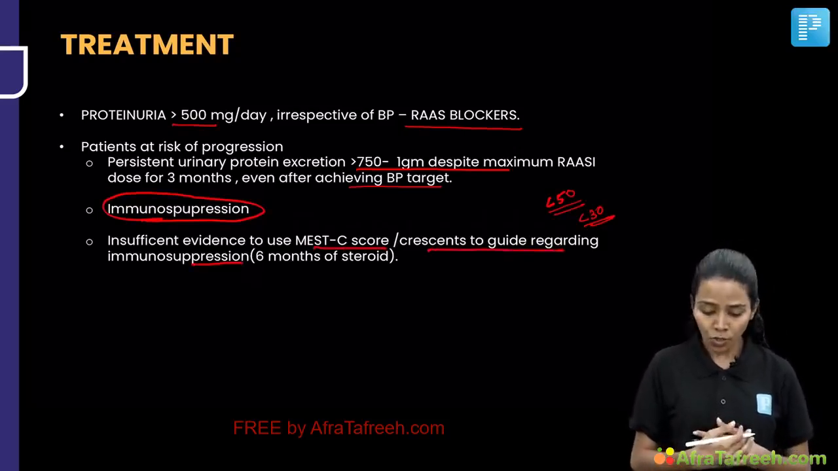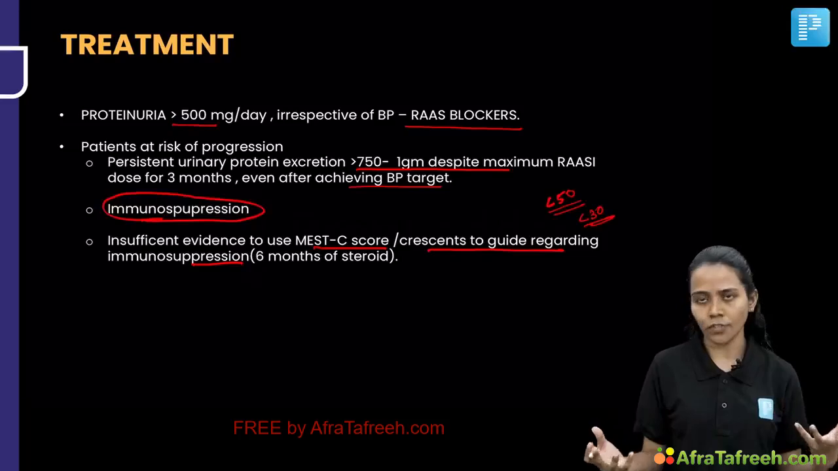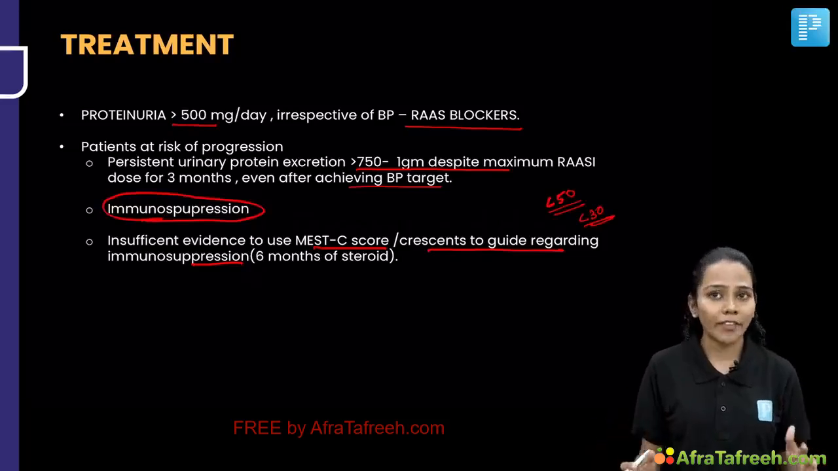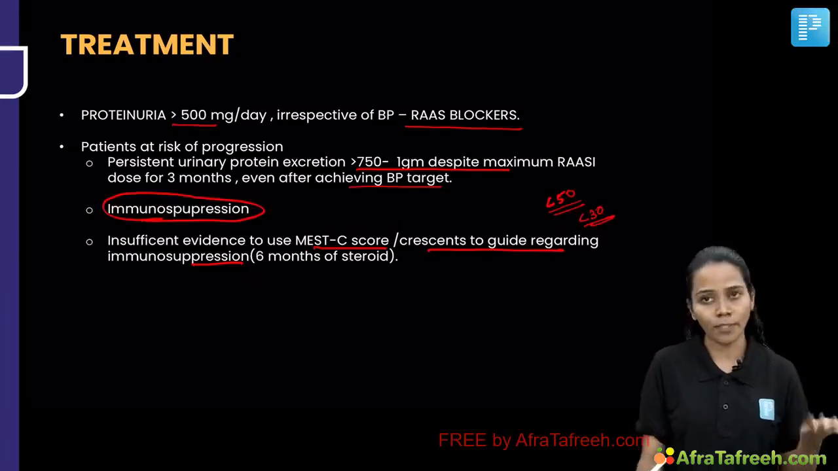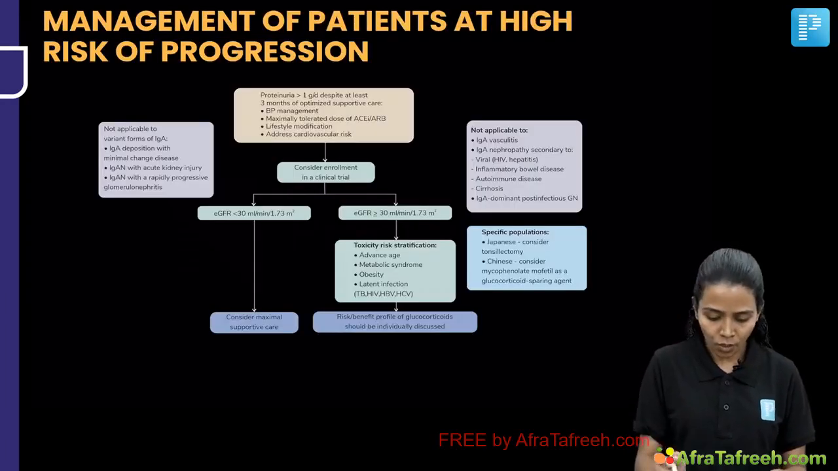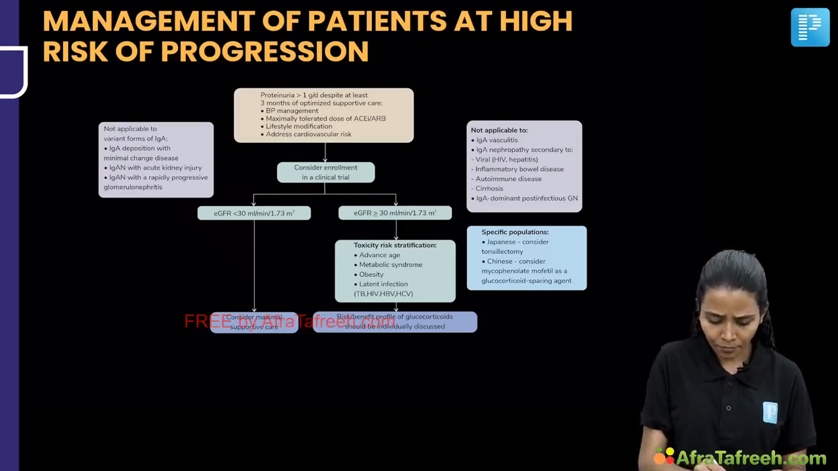Generally, we give steroid for 6 months. There is no evidence to give steroid based on MEST score or presence of crescents. So, this is a management chart.